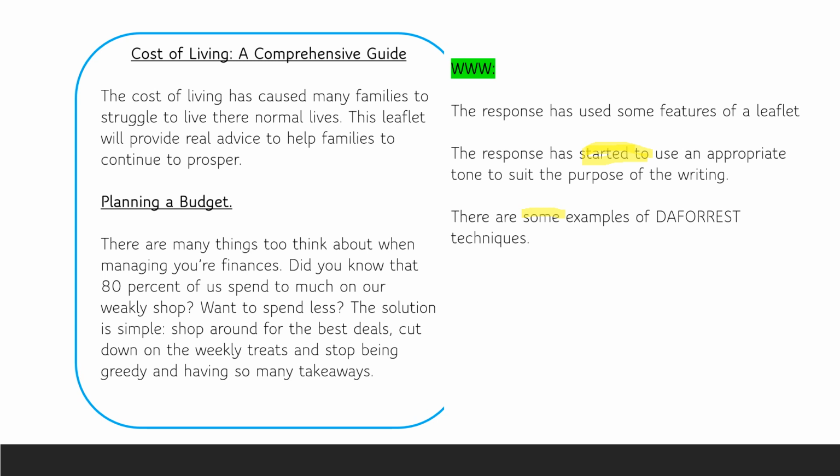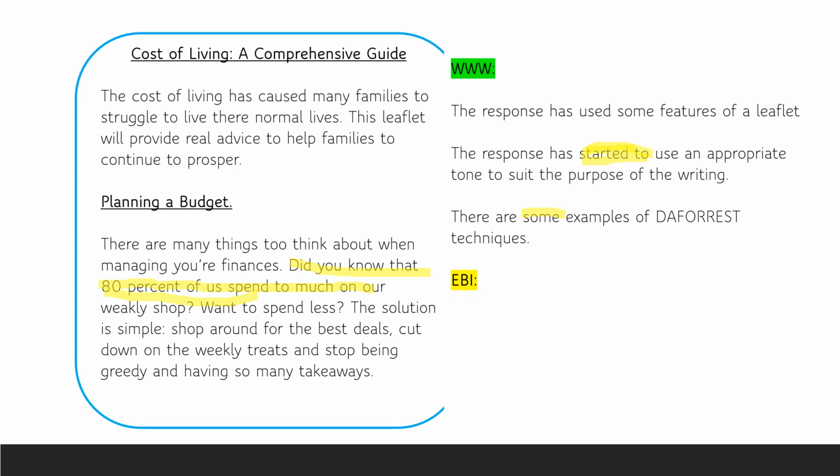So we can see there, if you look at the second paragraph, that we have a percentage and also a rhetorical question. So did you know that 80% of us spend too much on our weekly shop? So straight away, this is actually a really good technique to use. Not only have they used a statistic, but they've also used a rhetorical question in the same sentence. So it's a good thing to think about and take away when you come and actually approach this question yourself.